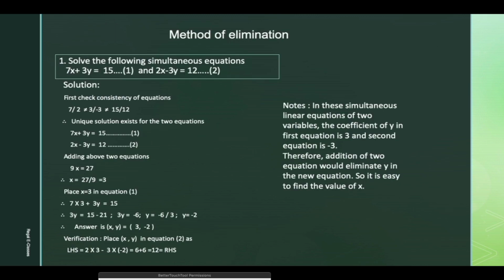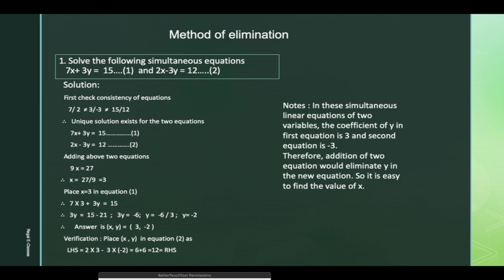Let us start with the first problem. 7x + 3y = 15 and 2x - 3y = 12. Now here, the coefficient of y in the first equation is +3, in the second equation is -3, so it's very easy to eliminate y. Method of elimination means you eliminate one of the variables, either x or y. So if you add these two equations, 9x = 27, x = 3.